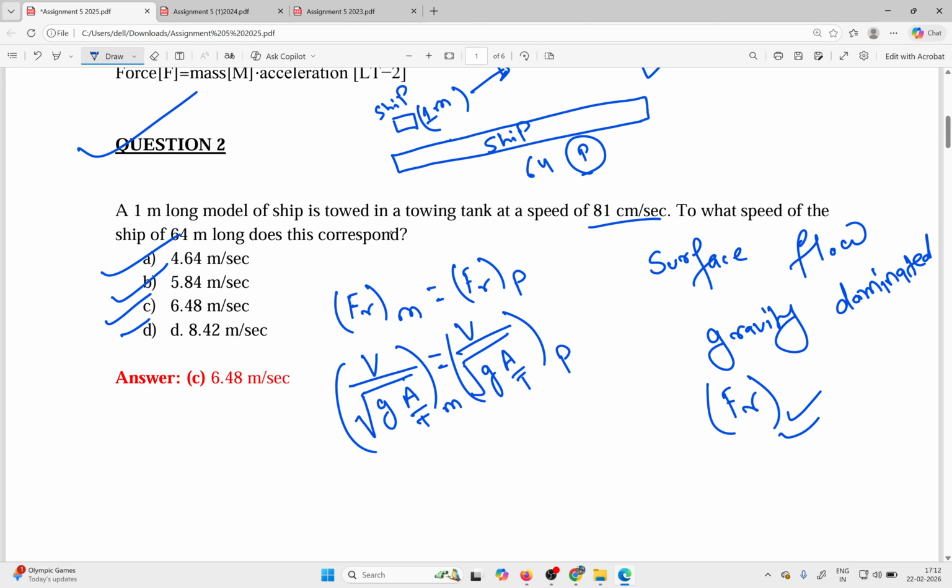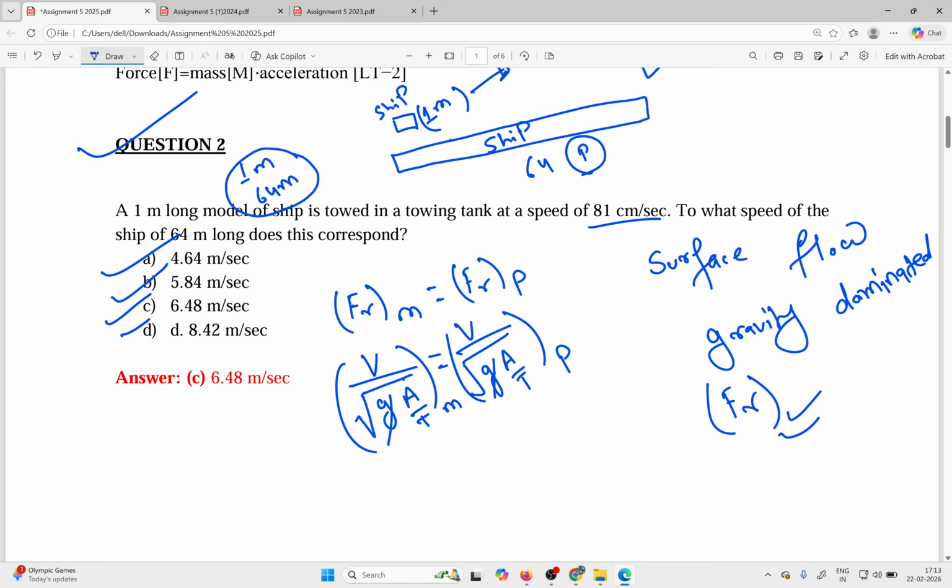Now, here you have model and prototype length and velocity. So you need everything in the length and the velocity form. So g will be cancelled out because for model and for prototype g is constant. Because you may have 2 or 3 dimensions, but here you have only one length parameter. Remember please, 1 meter long and 64 meter long.